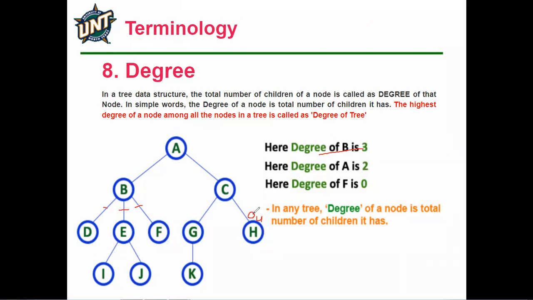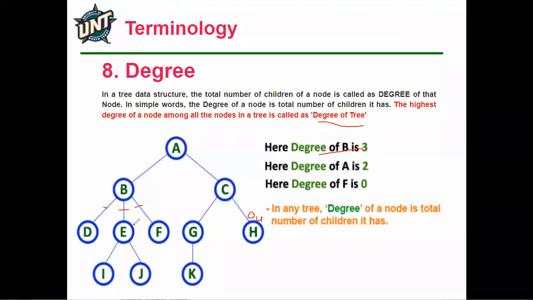The degree of a node is the total number of children it has. The highest degree of a node amongst all the nodes in the tree is called the degree of the tree. There are two concepts here. Degree of node is different and degree of tree is different. Degree of node refers to a particular node. And what about degree of tree? The degree of tree is the highest degree of node among all the nodes.